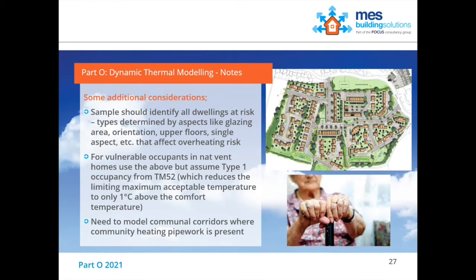And again, if we have a building that has communal heating, so we've got heating pipe work in the corridors, then we do have to model a selection of those corridors, because we do get gain from those. We can't therefore use the simplified approach. We have to assess what the temperature is going to be in those corridors to make sure the corridors themselves don't overheat.